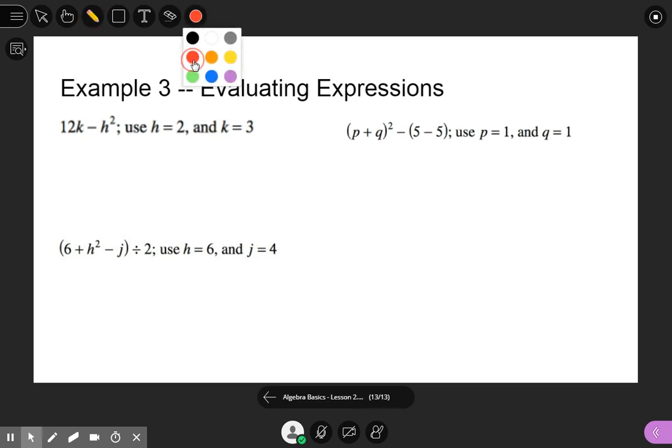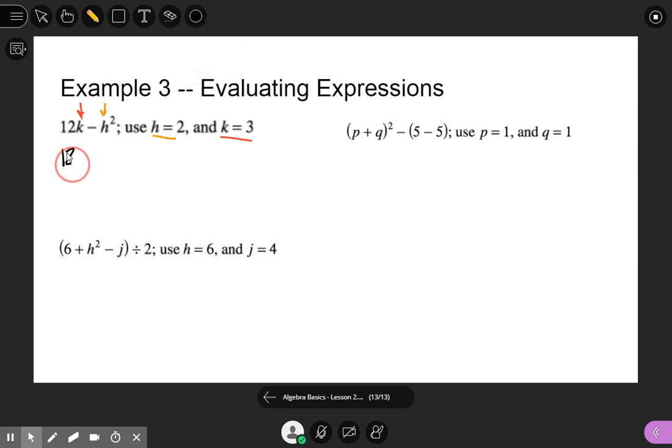So the first example, we'll go here, 12K minus H squared. Okay. Then there's this semicolon, which separates it from all this other stuff. H equals 2. That just means that H is going to be substituted. We're going to say that it equals 2, which means put it in right there. Okay. Then this one, K, equals 3. Put that one in right there. Okay. So all I do is rewrite it. So I'm going to rewrite it right like this.